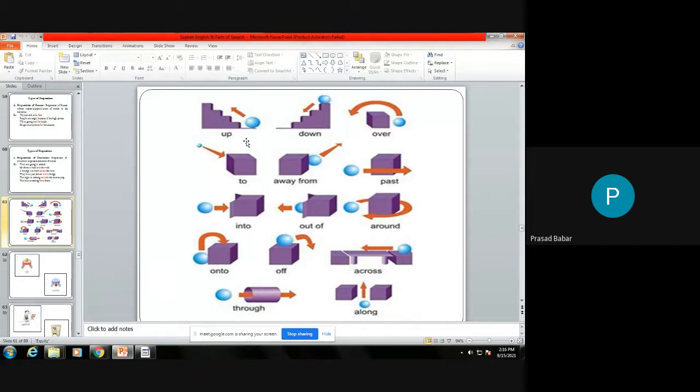Then over means what? That box is present over there, and the ball is traveling over that box. म्हणजे तो जो बॉल आहे तो जर आपण त्या बॉक्सच्या वरून फेकला तर त्या क्रियेला काय म्हणतात तर ओव्हर द बॉक्स, ओव्हर दॅट बॉक्स. ओके, सो ओव्हर म्हणजे काय तर त्या बॉक्सच्या वरून आपण जर बॉल फेकला तर त्याची जी डायरेक्शन असेल त्याला काय म्हणतात तर ओव्हर.